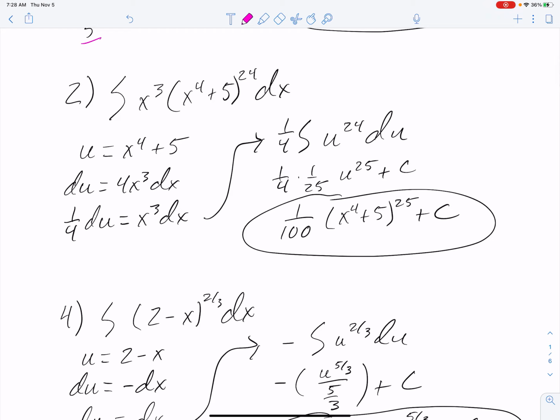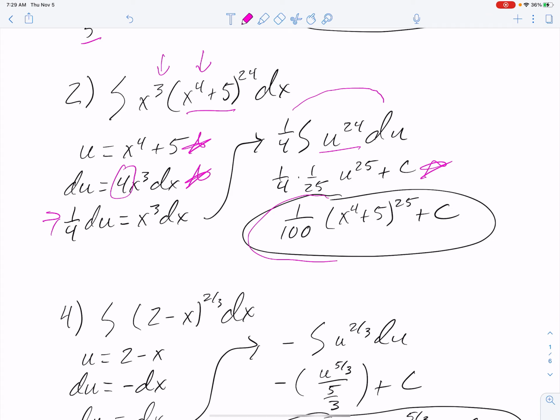Number 2, a little bit more straightforward because not only do I see a function in a function, but I see the derivative of x to the 4th, I see x to the 3rd. So I pick my u value as x to the 4th plus 5, I take my derivative, but I don't have the correct coefficient. So I divide by 4 on both sides, getting 1/4 du. Now I'm able to make my substitution. So x to the 4th plus 5 gets replaced with u, x cubed and dx get replaced with 1/4 du. I'm able to find my antiderivative, and then I substitute back in x to the 4th plus 5 for my final answer.